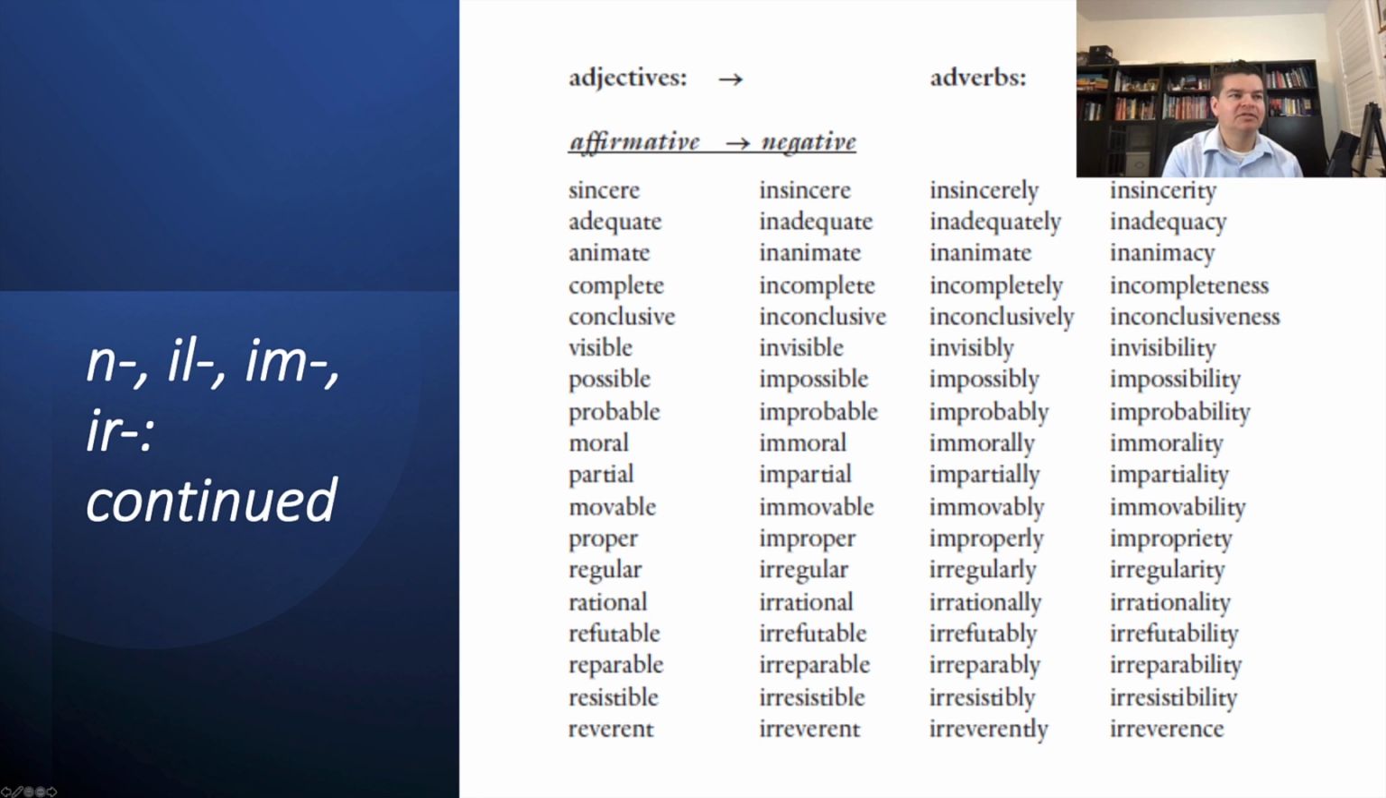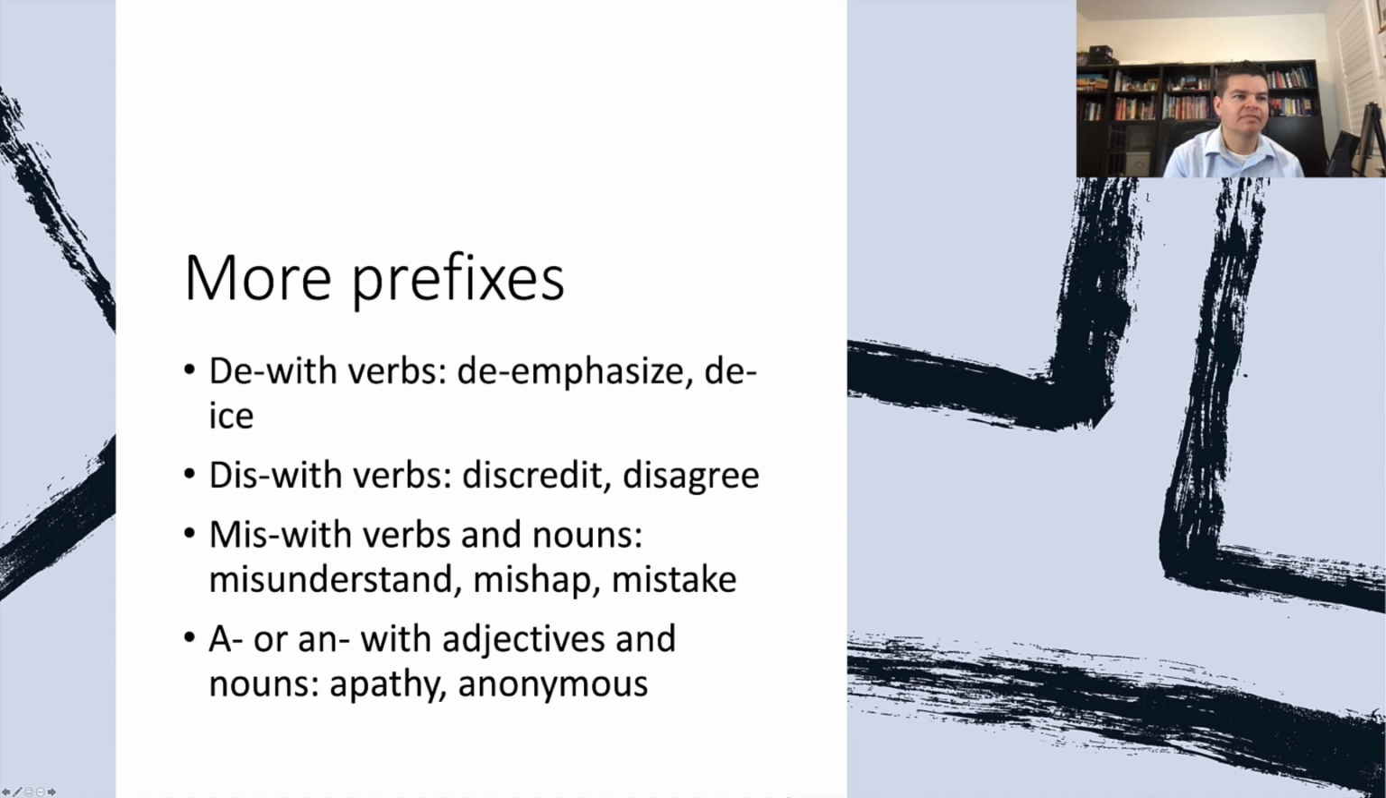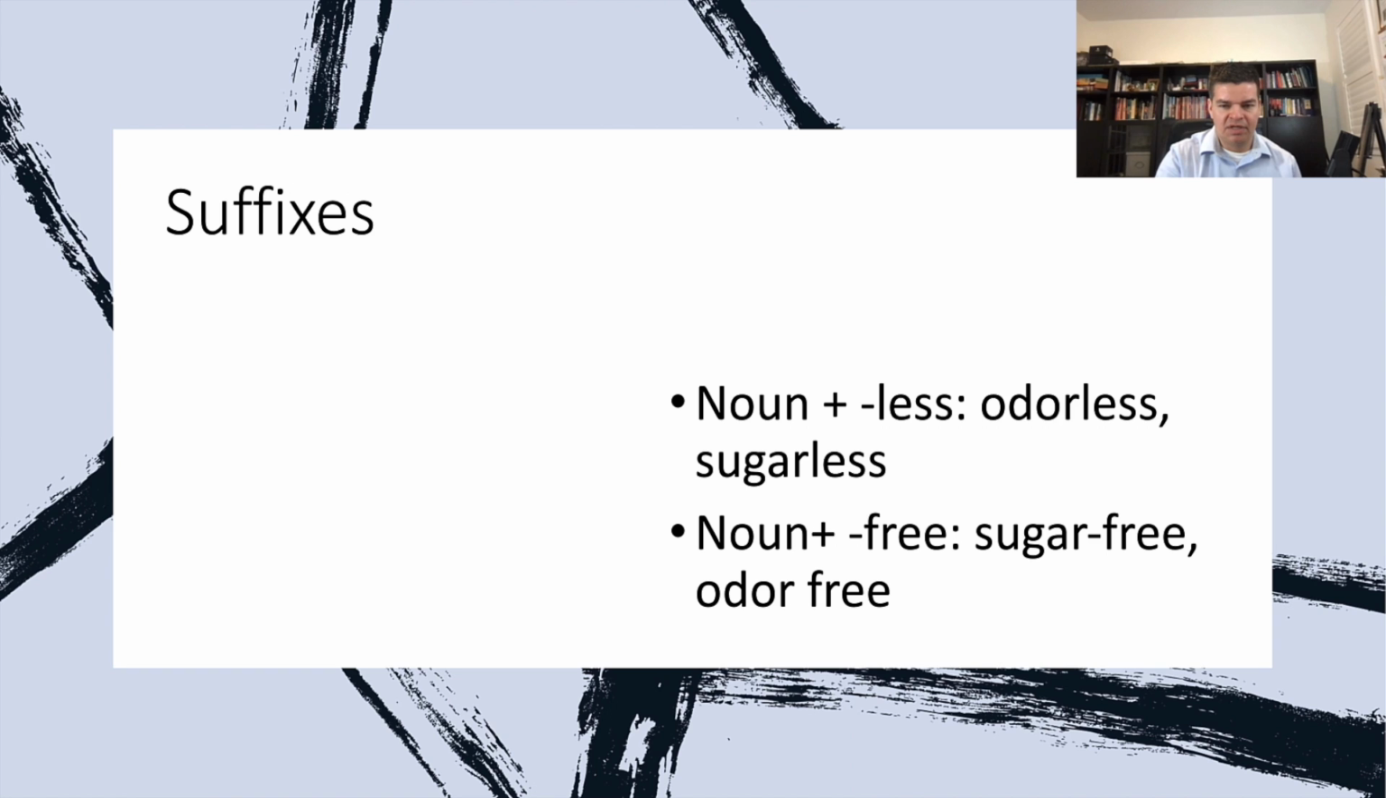Right, so let's move on. More prefixes. With verbs, we have de-emphasize, de-ice, dis with verbs, discredit, disagree, mis with verbs and nouns, misunderstand, mishap, mistake, or a with adjectives and nouns, apathy, anonymous. And we have suffixes, noun plus less, as in odorless or sugarless. And then we have noun plus free, sugar-free, odor-free, with a hyphen there.